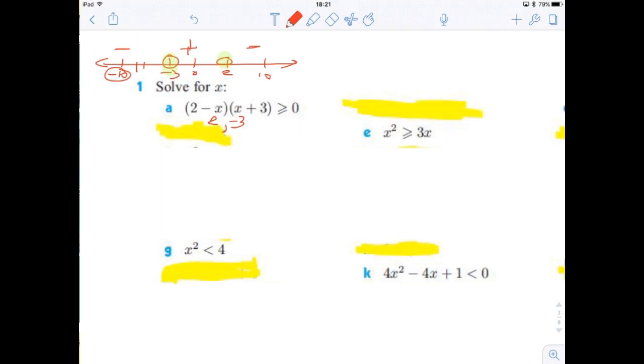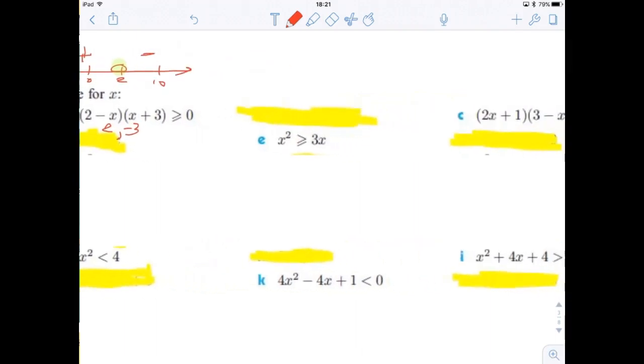Okay, let's move on to E. x squared is greater than or equal to 3x. Okay, so in this case, first we would want to rearrange it so that we have 0 on the right side. So let's subtract 3x from both sides. And then we'll have x squared minus 3x is greater than or equal to 0. We'll draw our number line. What are our critical points? Let's factor this to find our critical values. We're going to factor out an x.